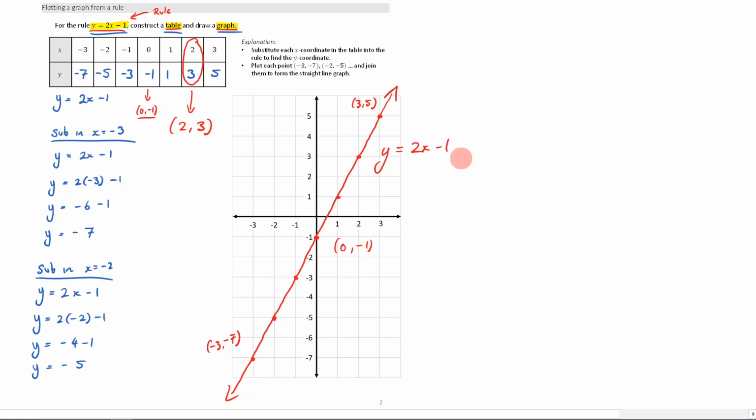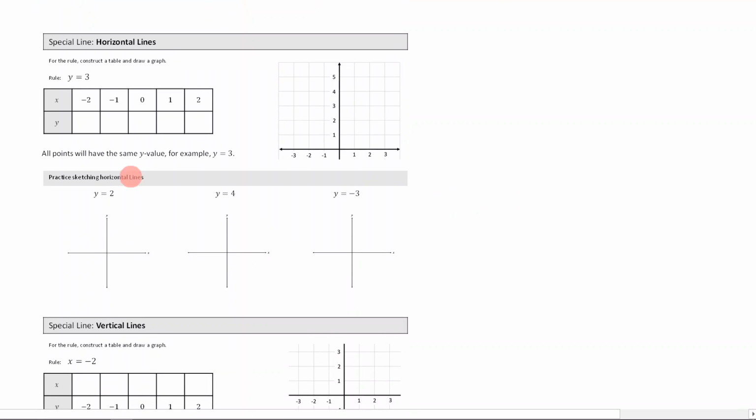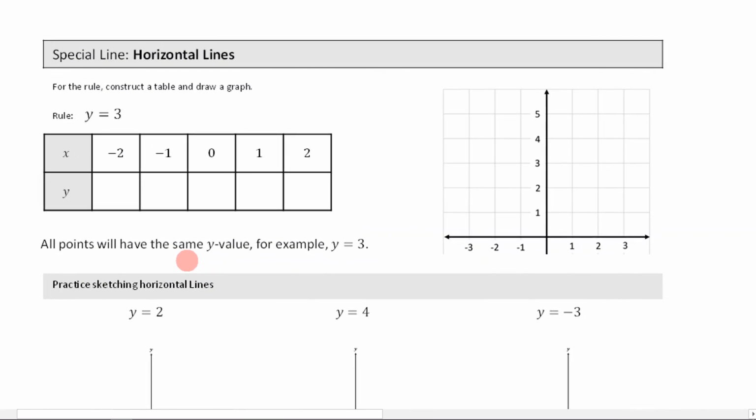Perfect. Let's keep on moving now and talk about the next thing we have to talk about, and that is special types of lines. The first special type of line we need to talk about are horizontal lines. So again, for the rule here, y is equal to 3, we're going to construct a table and draw a graph.